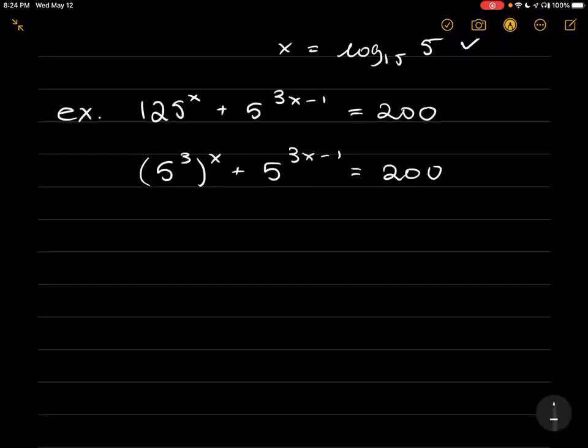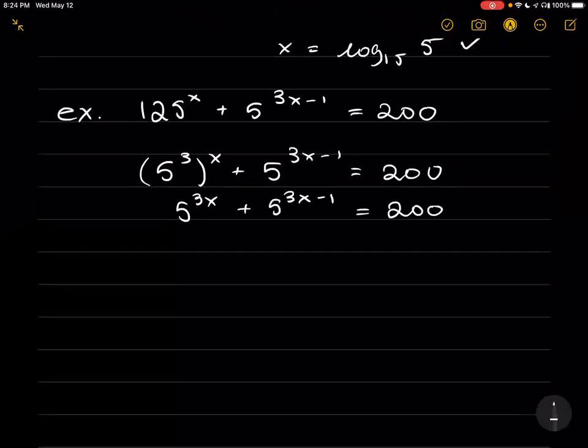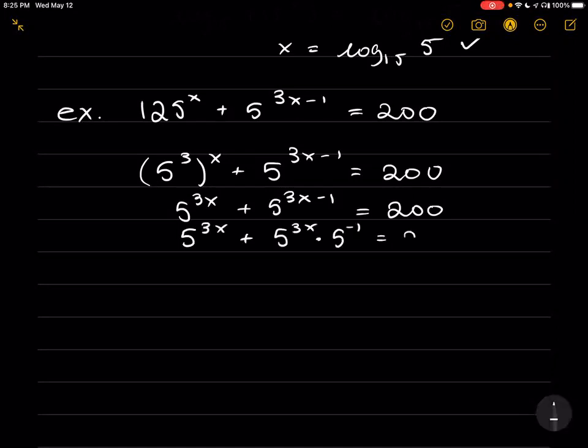And then I'm going to use exponent rules to write this as 5^(3x) plus 5^(3x minus 1) equals 200. And now exponents don't really play nice with addition, so we have to do a little bit more work. I'm going to pull a factor of 5^(3x) out from both terms. The way I'm going to do that is I'm going to first write this second term as 5^(3x) times 5^(-1) equals 200. And then I can pull that 5^(3x) factor out of both terms, and I get 5^(3x) times (1 plus 5^(-1)) equals 200.